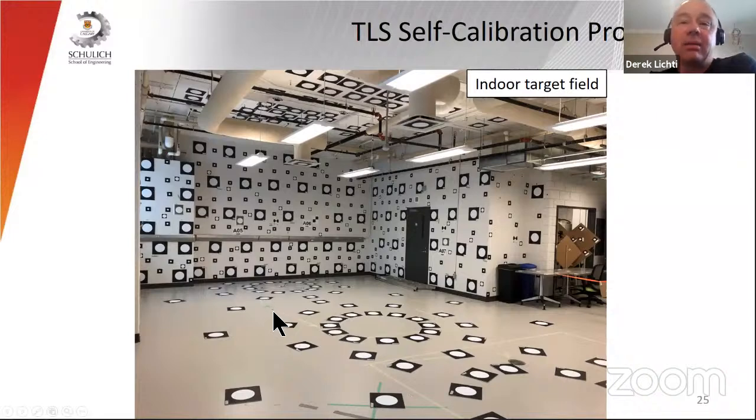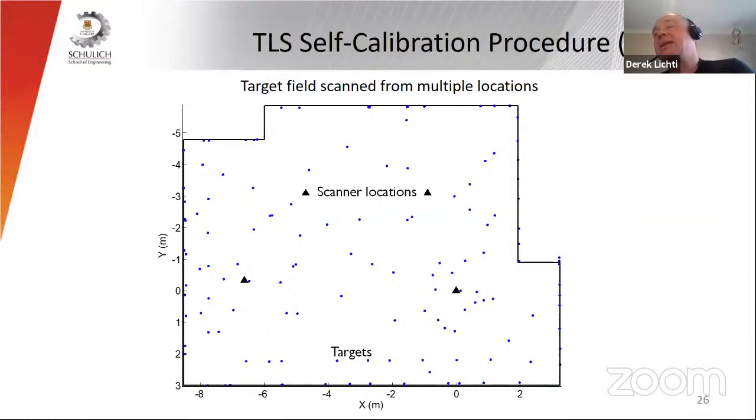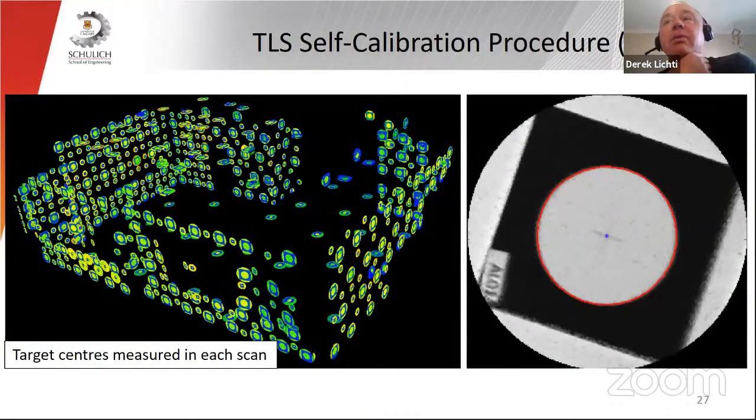So this is the environment, and the job to do the calibration is one of setting up the instrument at different locations in that room and collecting scans for the purpose of observing those targets. Okay, so this is a top view looking at the targets and the scan locations. Then what we have to do is identify the target areas from each of the scans that are collected, and then ultimately measure the center targets.